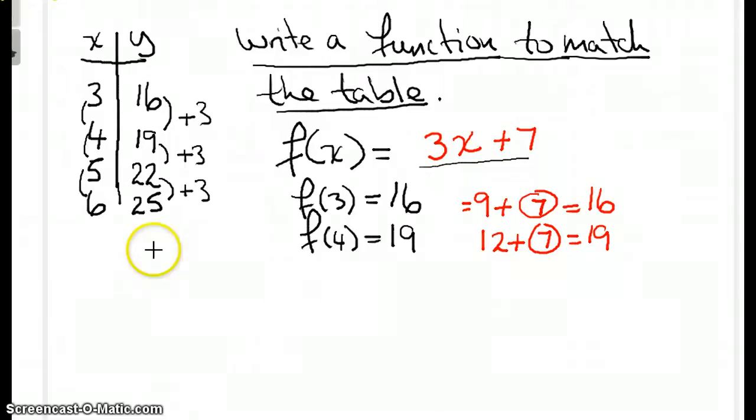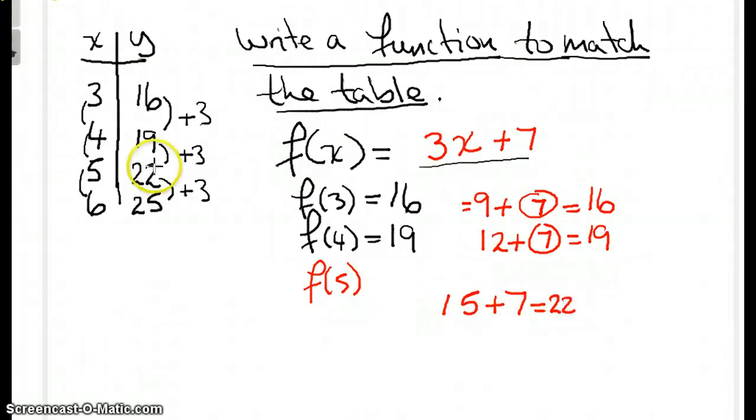So I'm going to check my function really quick. I'm going to use f of 5, and I'm going to go 3 times 5 is 15, plus 7 equals 22. My function checks. Let's have you do one for practice. I'll put up the table. You practice it, and then if you can bring the answer in tomorrow, we'll see how you did.